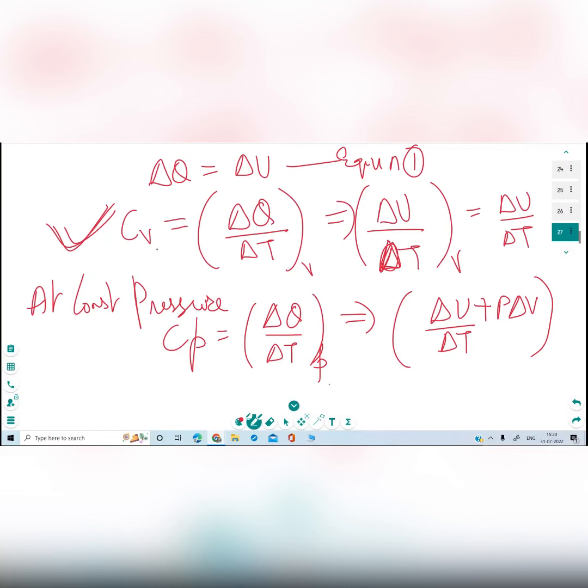And now what will I do? I will divide these two. Del U by del T at constant pressure plus P del V by del T at constant pressure. Can I write this equation this way? Yeah. Okay. So basically, what will happen?